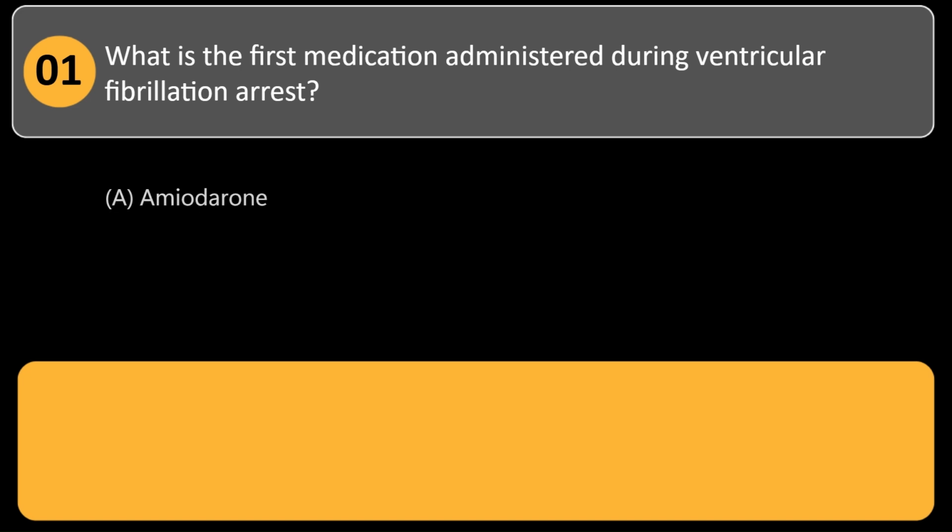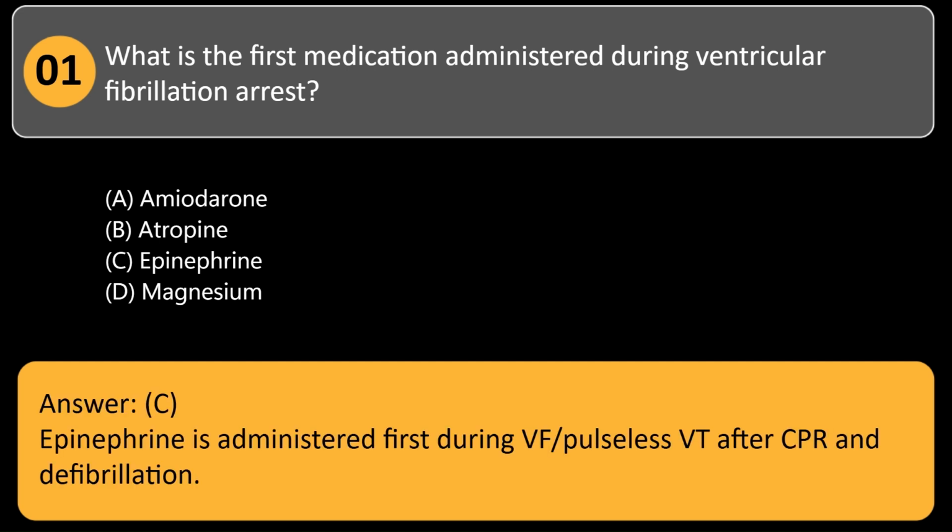What is the first medication administered during ventricular fibrillation arrest? A. Amiodarone. B. Atropine. C. Epinephrine. D. Magnesium. Answer: C. Epinephrine is administered first during VF/pulseless VT after CPR and defibrillation.